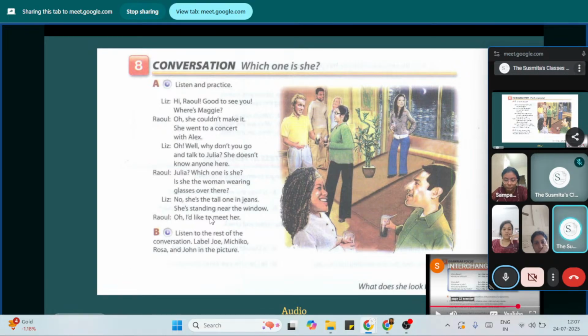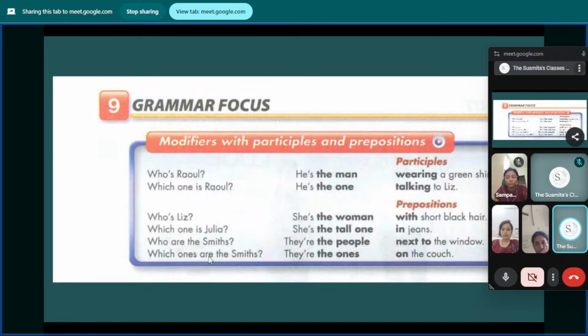Okay. Moving to the next part. Here you must have observed the way I told you. They also explain with the help of what they are wearing or what they are near. Correct. So that's what we are going to see over here, how to talk with modifiers, with participles and prepositions.